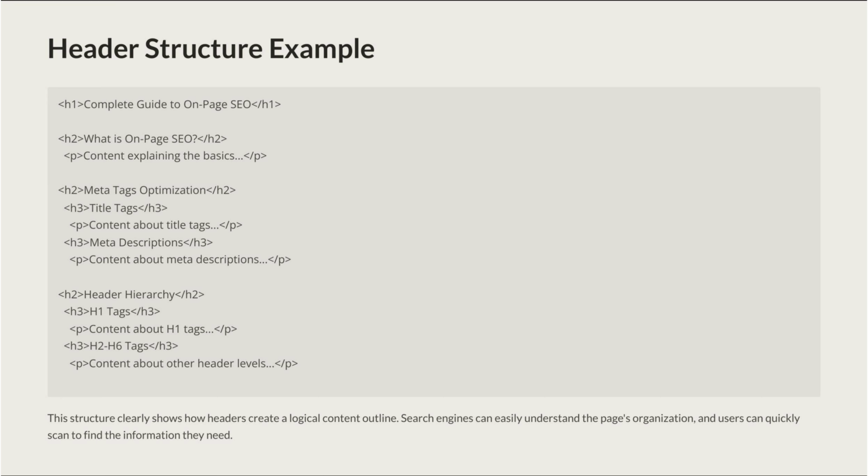A well-structured header hierarchy enhances both user experience and search engine optimization. Starting with an H1 for the main topic, followed by H2s for subtopics, and H3s for detailed sections, ensures clarity. This logical flow aids search engines in understanding content organization, while helping users navigate efficiently, finding relevant information swiftly.